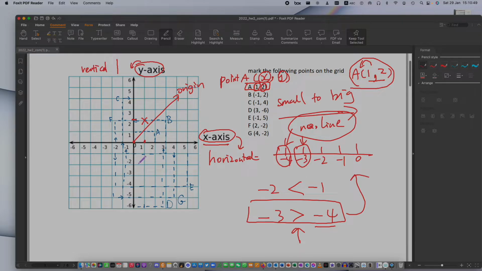Yeah. So this is your point A. So if I follow your way, what is this point actually? This point is, there's a comma. So read the x first. This is the x, this is the y. So what is your x here? Read. 2. What's your y? 1. So you are giving me 2 and 1, while I am asking 1 and 2. And this is a very common mistake.